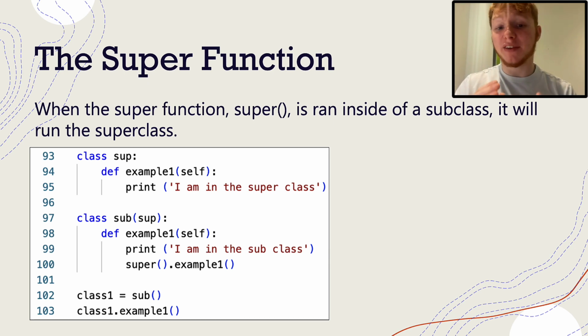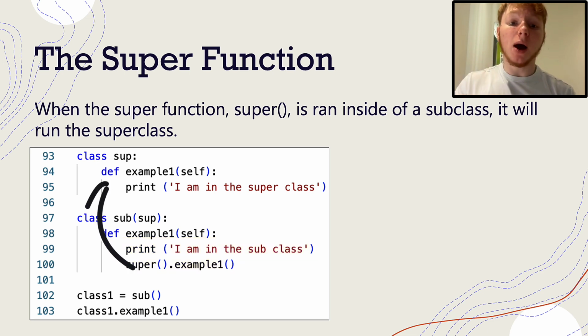We shall create a very similar example to our first on inheritance, with a super and a subclass that print what class they are in. But this time we're going to place in the super function, super brackets dot example1. Now when we run example1 inside of the subclass, it will print I am in the subclass, and then it will run the function as well.